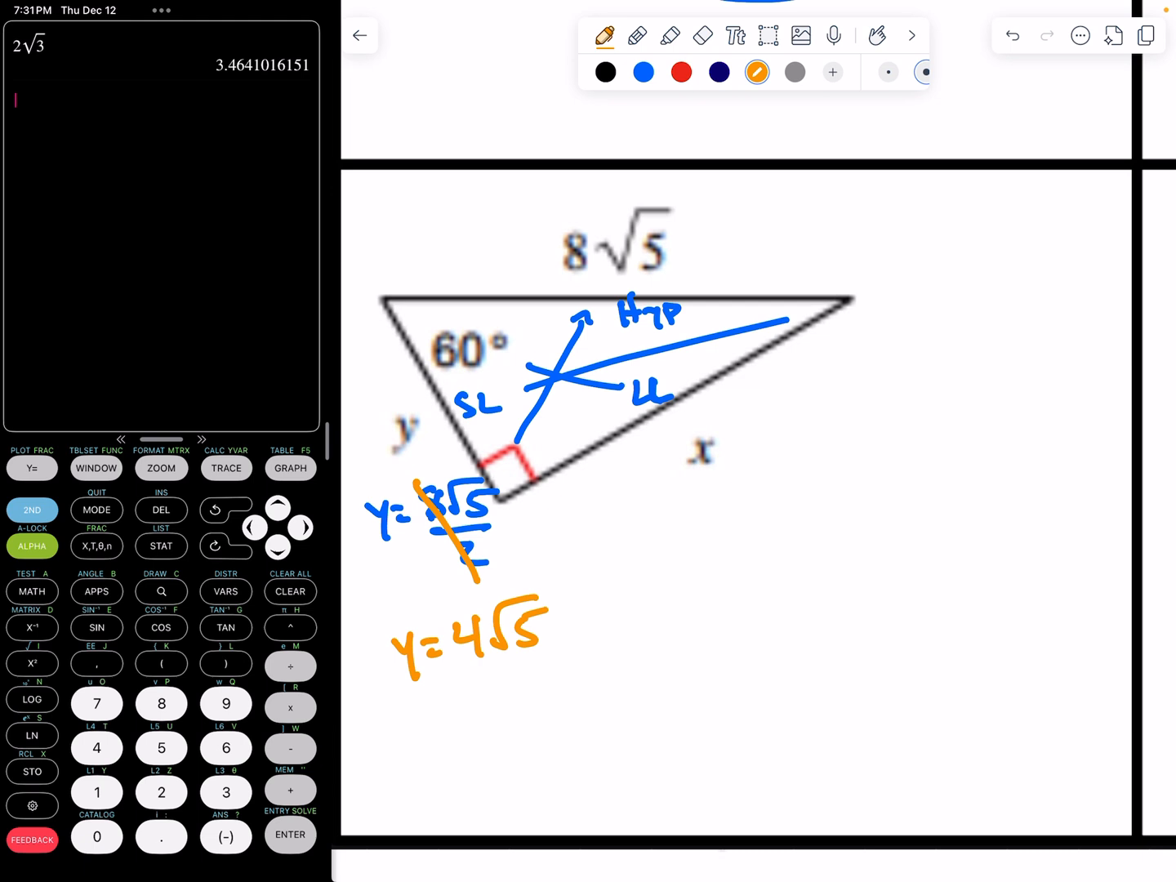That's all I need to do right there. If I wanted to evaluate 4 root 5, that's going to also equal 8.944. Either of those would be acceptable for y.